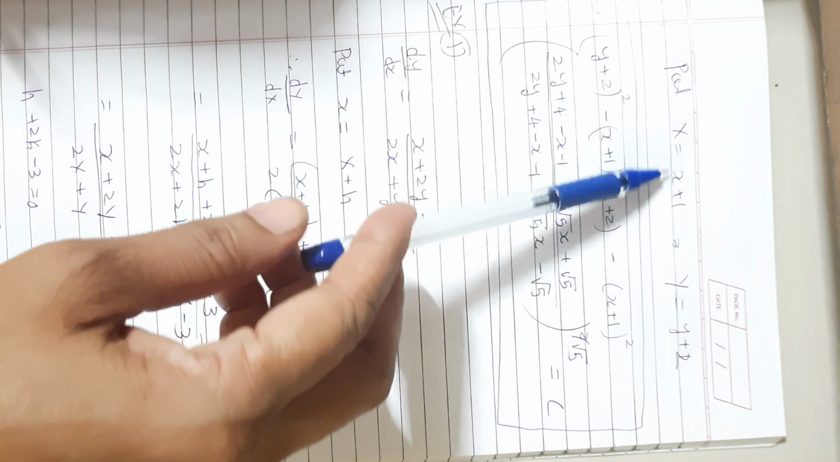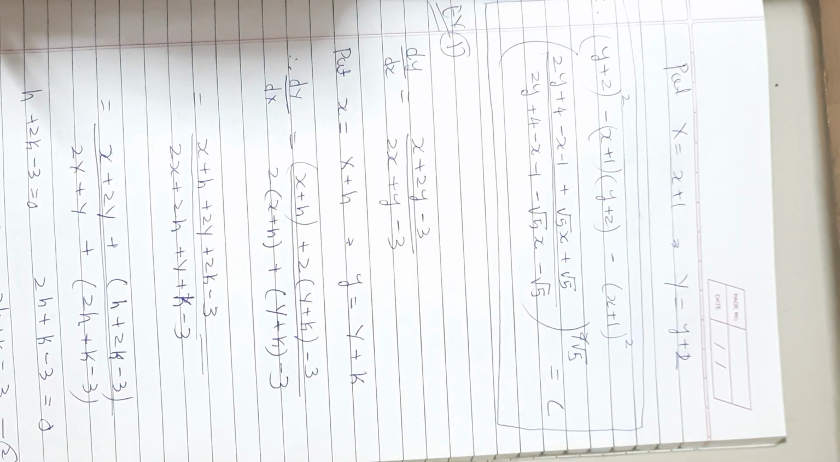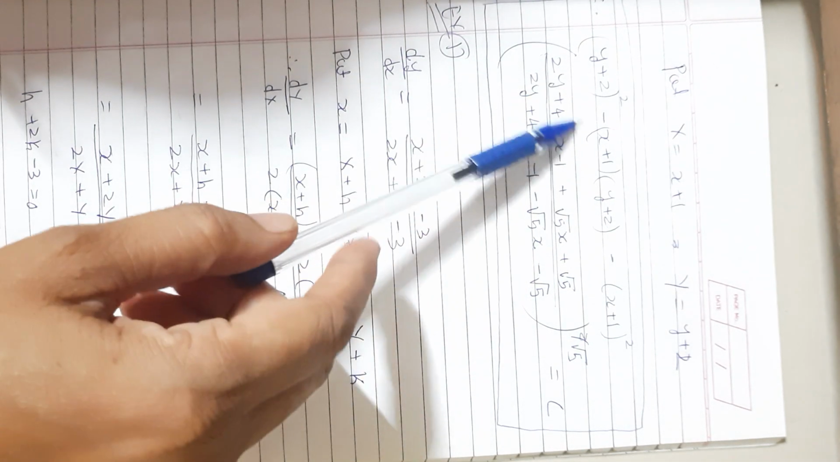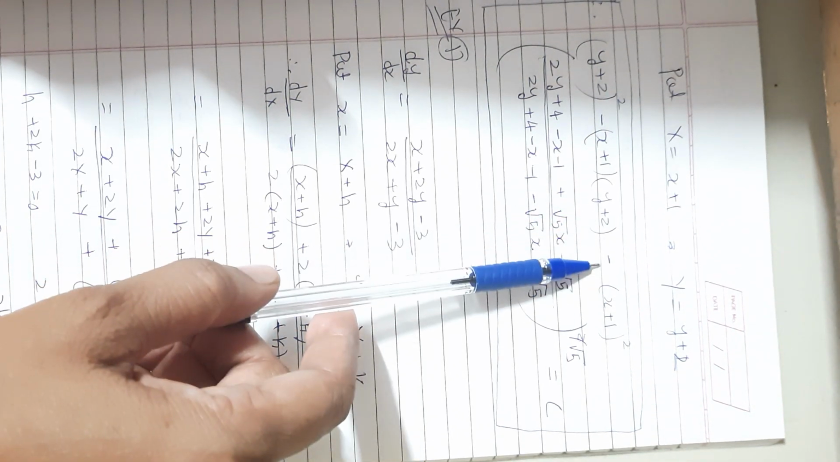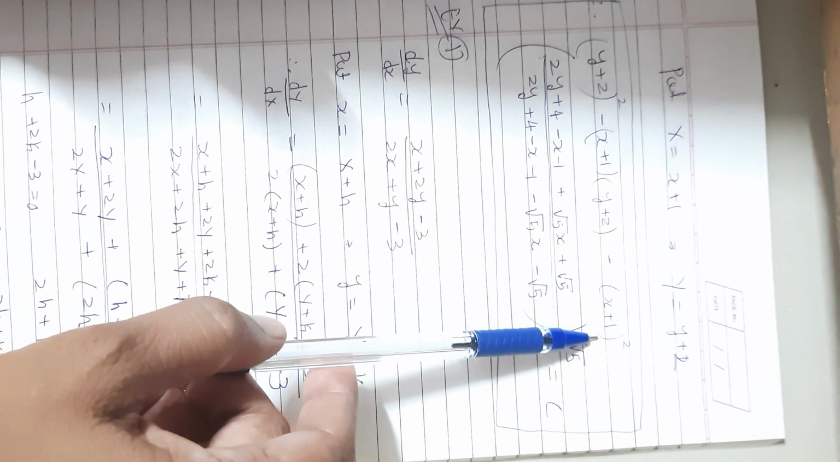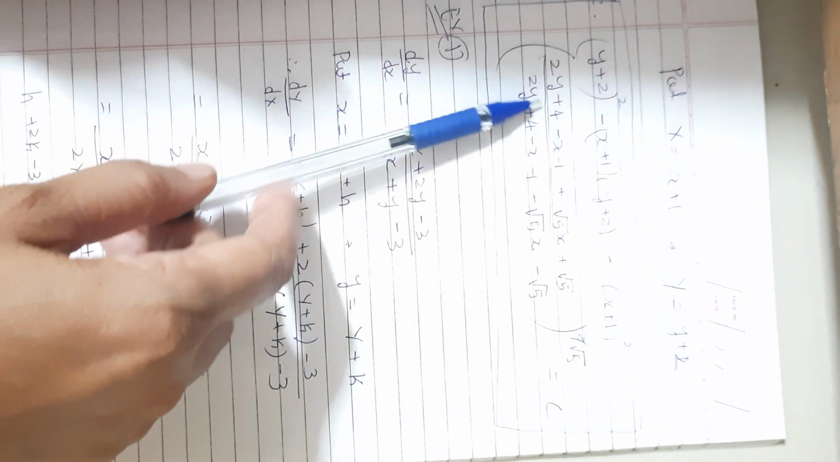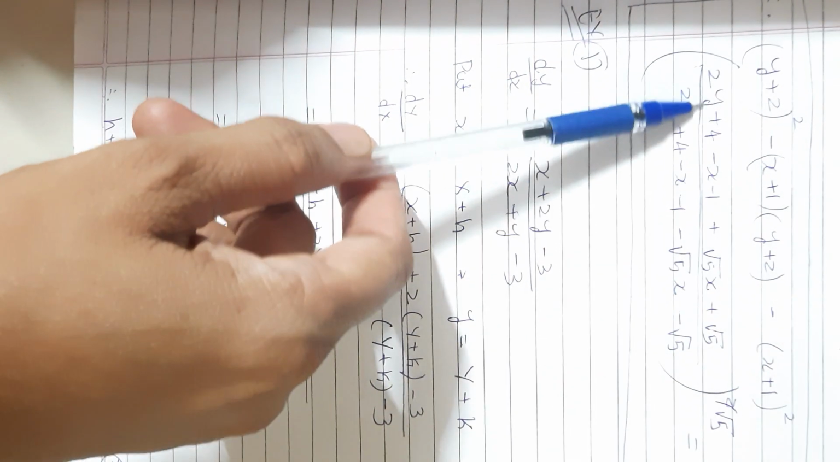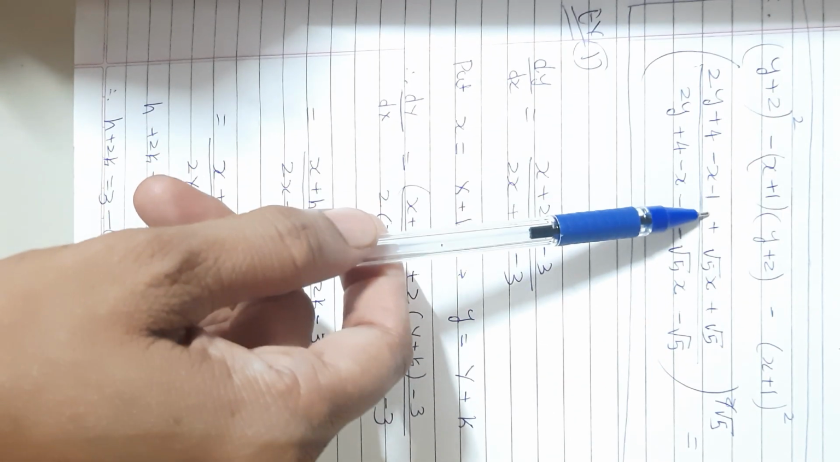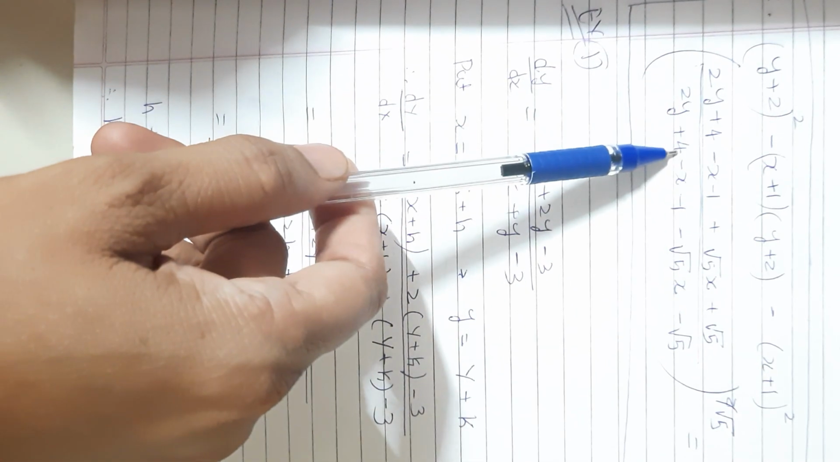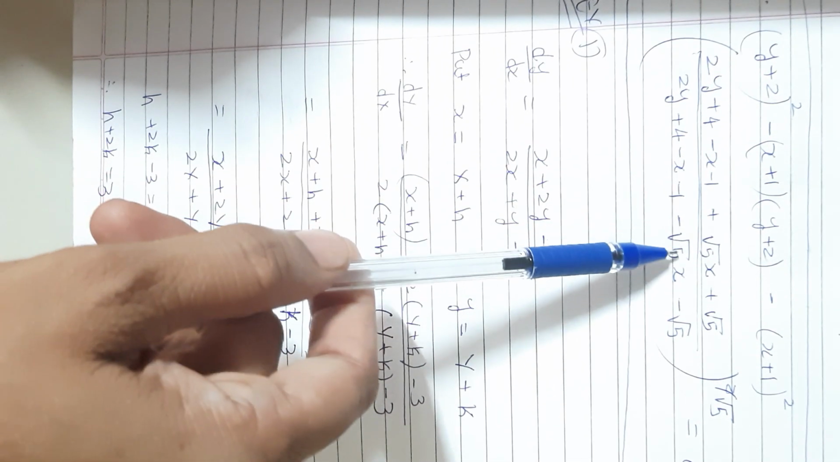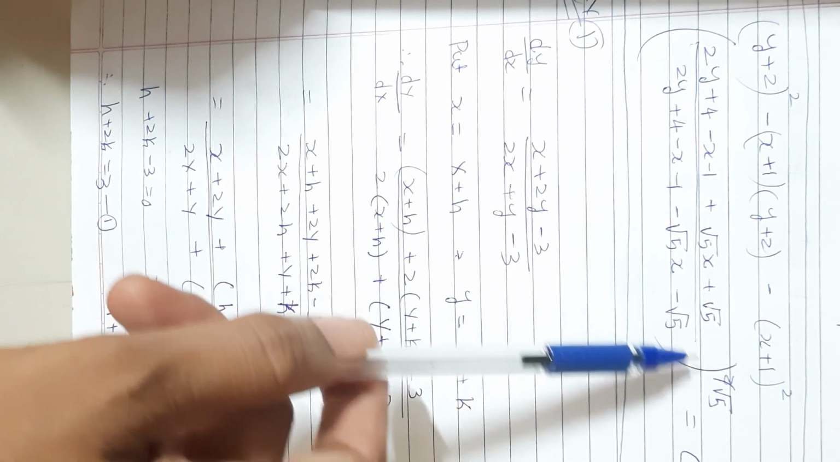Put capital X is equal to x plus 1, capital Y equal to y plus 2. Therefore, (y plus 2) bracket square minus (x plus 1) into another bracket (y plus 2) is equal to (x plus 1) bracket square. Therefore, after substituting the original values, we get (2y plus 4 minus x minus 1 plus root 5 x plus root 5) upon (2y plus 4 minus x minus 1 minus root 5 x minus root 5) raised to 2 upon root 5, which is equal to c.